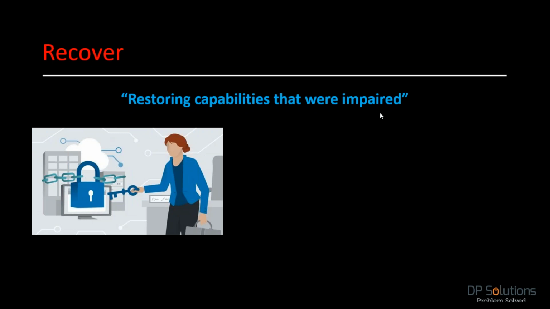The last area of the NIST framework, the general areas, is recover. So, restoring capabilities that were impaired. A lot of people are probably familiar with this one. So, having a recovery planning process in place. And again, this applies not just to things like ransomware, but also fires and floods.